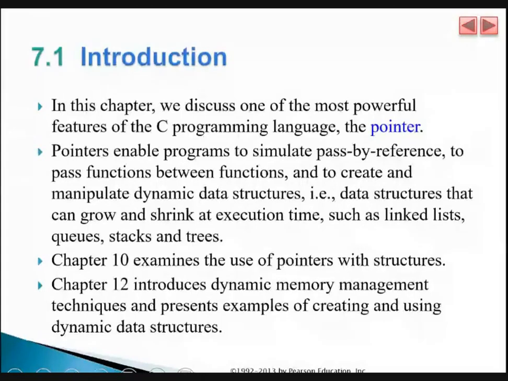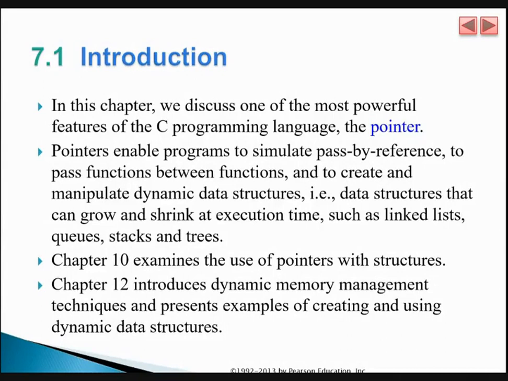Now, in this chapter, we will discuss pointers. These are the pointers which will actually give the power to the C programming language to do many things. For example, to do pass by reference. We have seen that with arrays, whenever we pass an array as an argument to a function, it is passed by reference, right? But any other variable is not passed by reference, it is just passed by value.